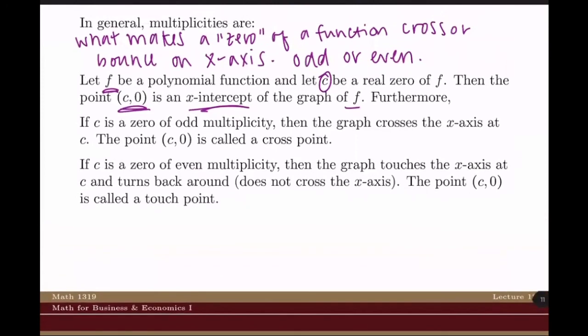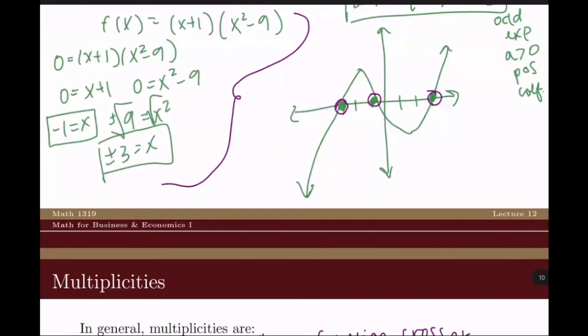Then if a 0 is an odd multiplicity, it crosses the x-axis, exactly how it did here. We crossed through this, we crossed through this, and we crossed through this because our multiplicities were all 1, right? This is x to the 1, and even though this one's x squared, we would still have x minus 3, x plus 3 as our zeros, right? These are all multiplicity of 1.